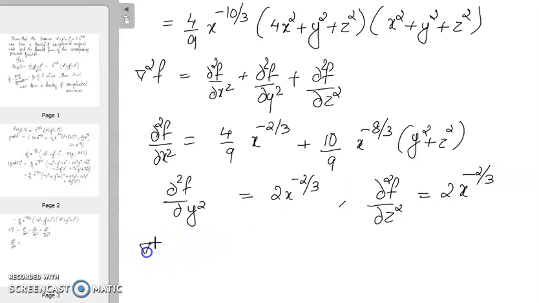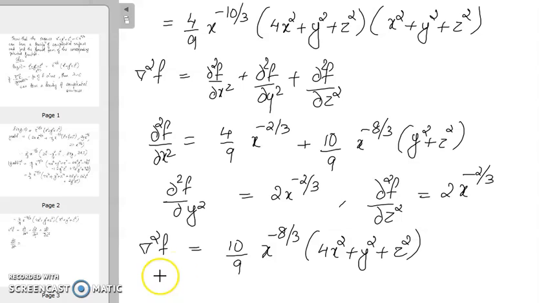So when you add up all the three terms, so del square f will add up to 10 by 9 x raised to minus 8 by 3 into 4x square plus y square plus z square. So this is what you are going to get as del square f.